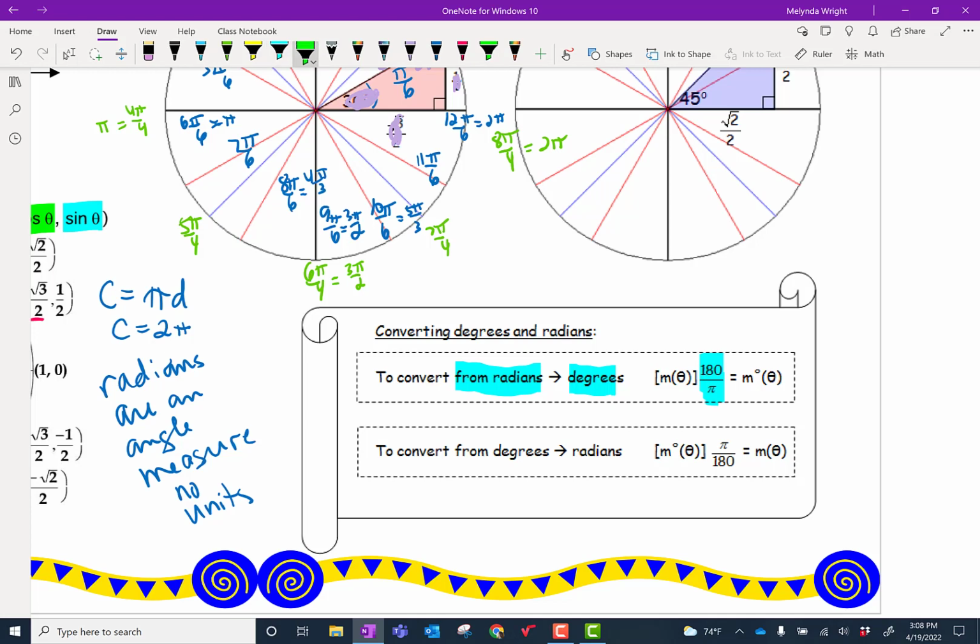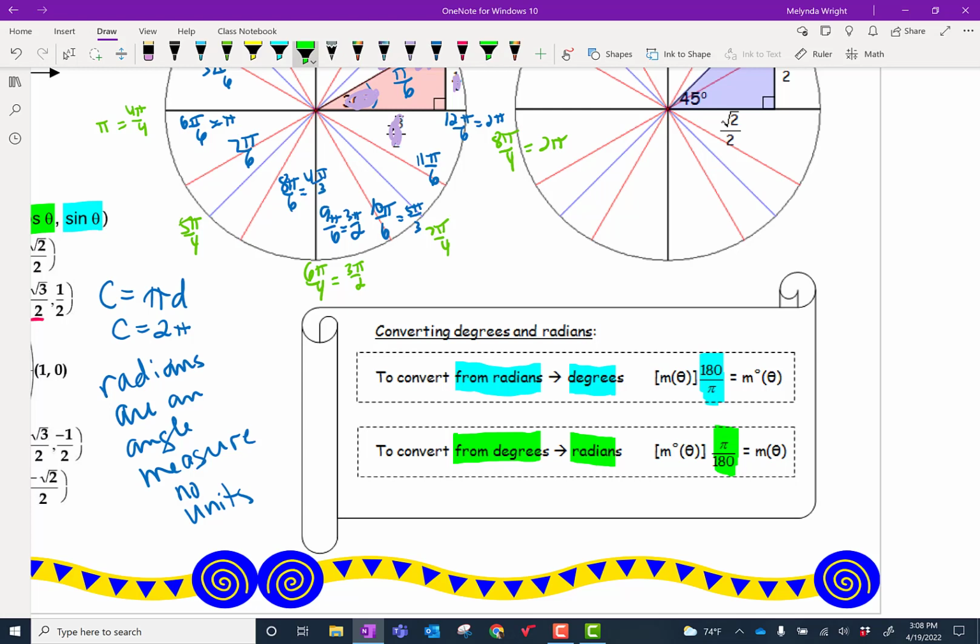Okay, let's look at another scenario. If we're going from degrees to radians, we're going to multiply by pi over 180. So you just have to remember, is it multiplying by 180 over pi or pi over 180? So how would we figure that out?